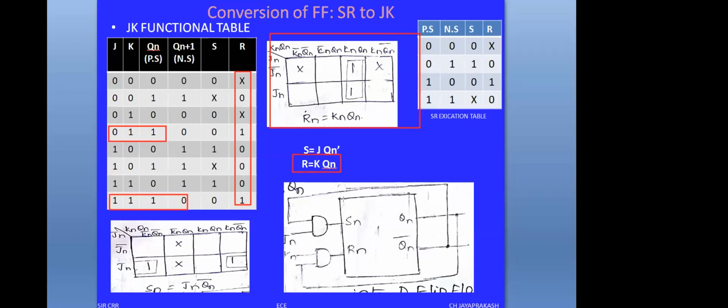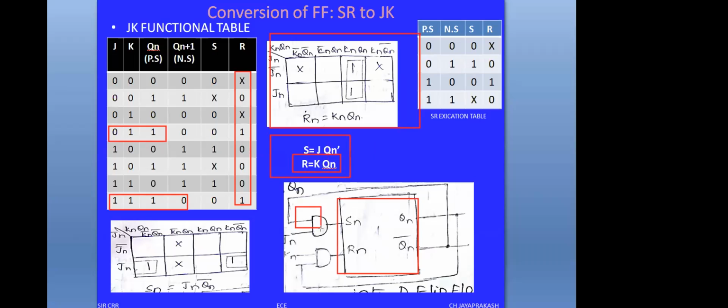Now, as we know, we have to draw the block diagram. First, draw the SR flip-flop, with S and R as the inputs, and Q and Q bar as the outputs. Now, we are designing the conversion logic circuit. The conversion logic circuit is designed based on these two expressions, that is, S equals to J into Q bar, and R equals to K into Q. By taking these equations, we have to design the conversion logic.